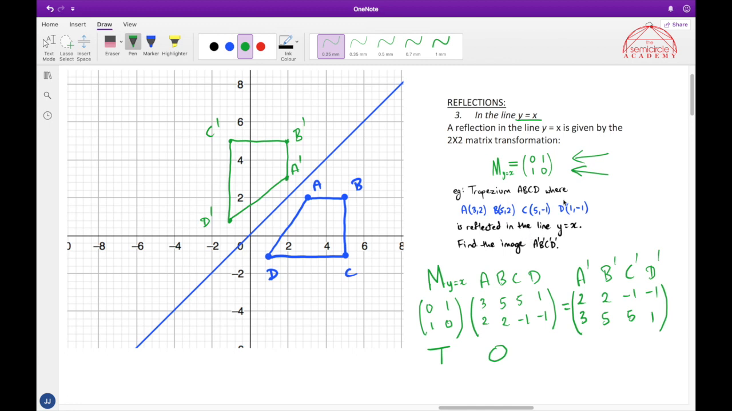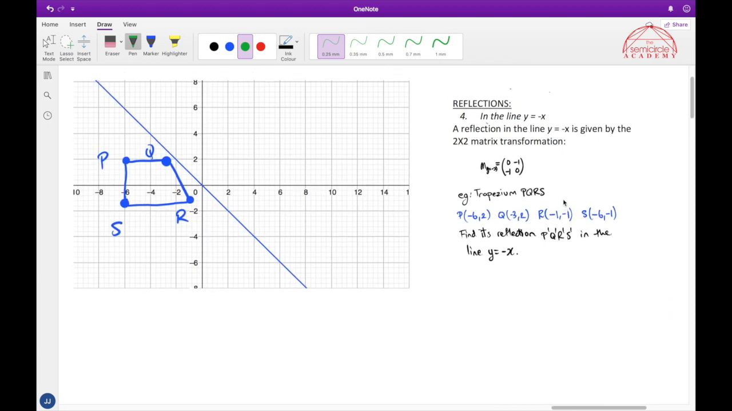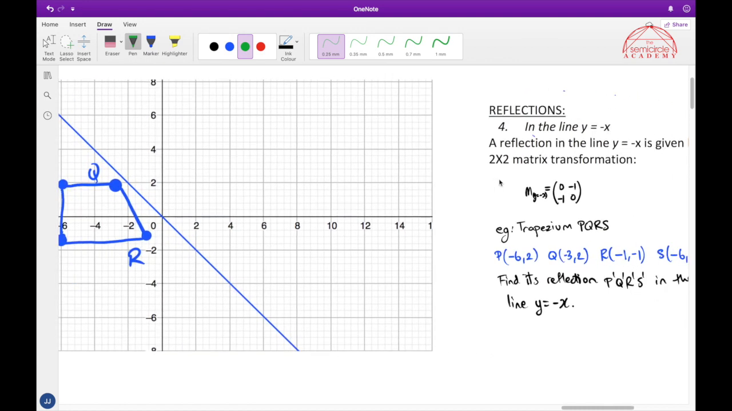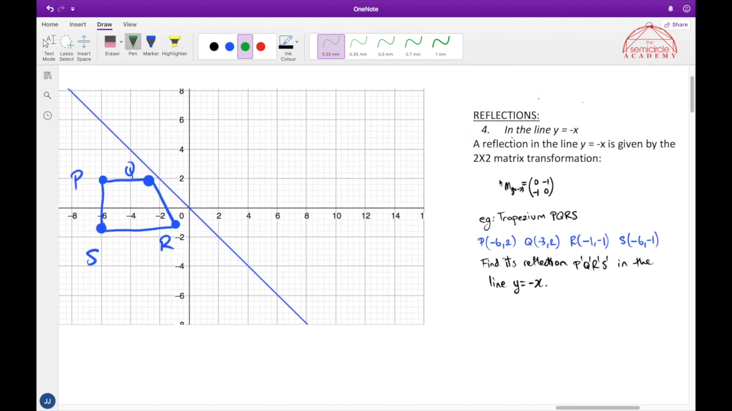is equal to x. Now let's check out a reflection in the line y is equal to negative x, and we see here that we have a special transformation for that. The transformation, the 2 by 2 matrix here, of m of y is equal to negative x is given by 0, negative 1, negative 1, 0, right? So if we have the trapezium PQRS as shown in this little sketch here, and we have the points of the trapezium, we have to find the reflection of this object, which will be P prime, Q prime, R prime, and S prime, in the line y is equal to negative x.